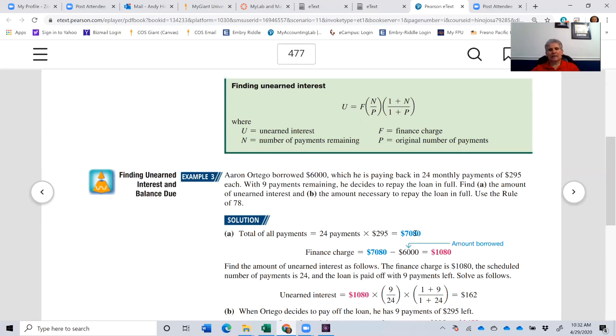Now that we know that, we can come up with the finance charge by taking the total amount of payments and subtracting from that the amount that was borrowed. The amount that was borrowed was $6,000. $7,080 minus $6,000 gives us $1,080. This is the finance charge. This is equivalent to the interest that he's paying for this loan.